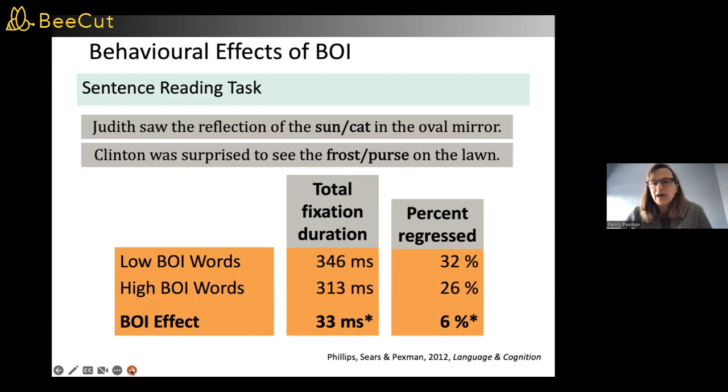There are a lot of different things you can look at in eye tracking data, but what I'm showing you here are two of the aspects of the data. One is the total fixation duration, so how long people landed on the target as they were reading. And what we found was that they landed for less time on those high BOI targets, suggesting they were able to retrieve and integrate the meanings more rapidly than for low BOI targets. They also looked back less frequently to the high BOI target words, suggesting there's a facilitatory effect of that previous sensorimotor experience that is more strongly associated with the high BOI targets.